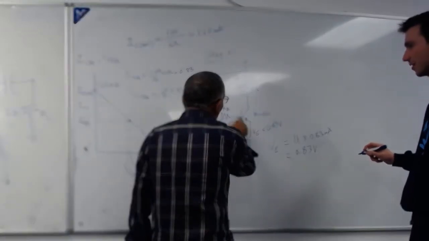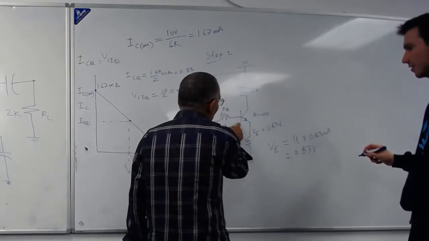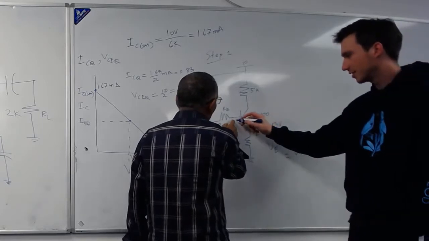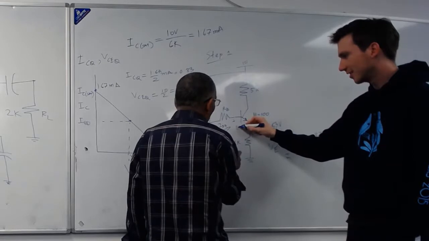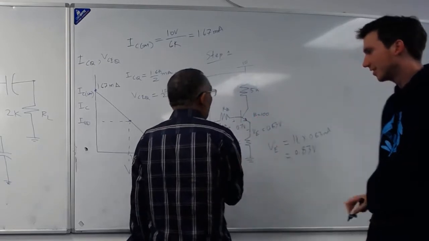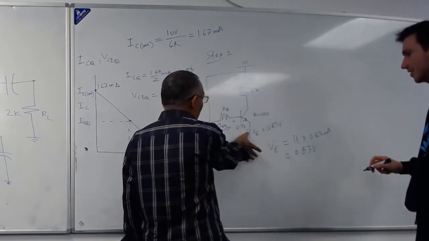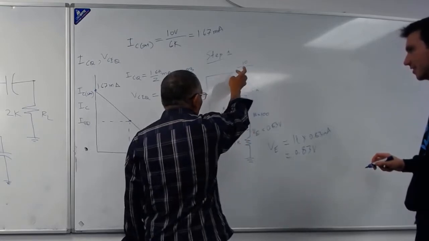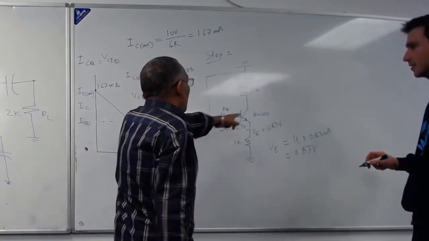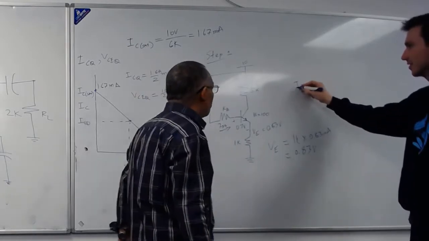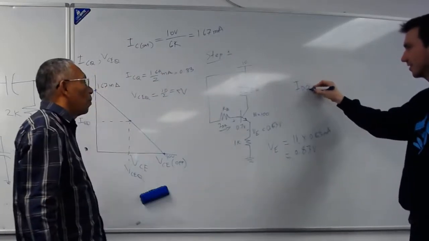This is NPN, so this is a PN junction diode. So put 0.7 here, plus here and minus here. So this voltage is 0.7. Okay, good. So now this is 0.83, this is 0.7, this is 10, you can find IBQ. How much is IBQ? Write down here, IBQ equal to how much?